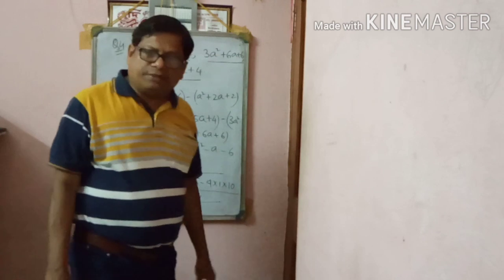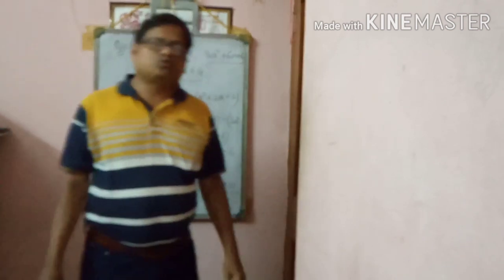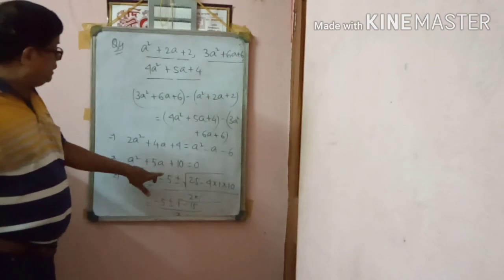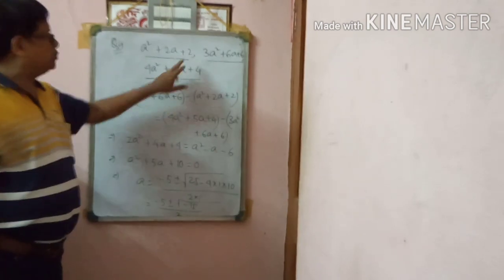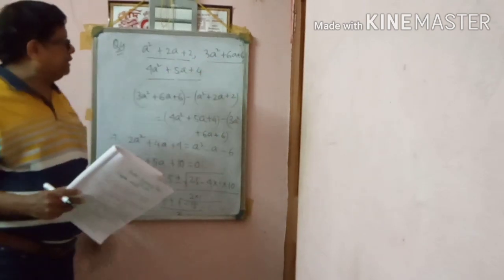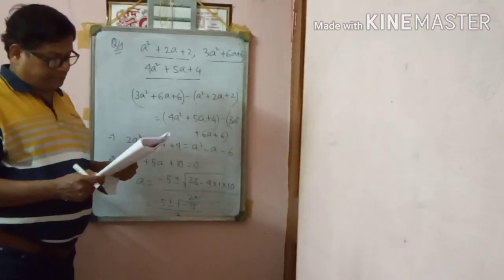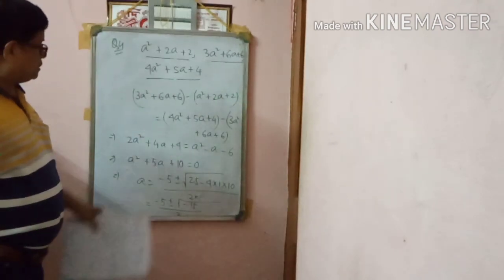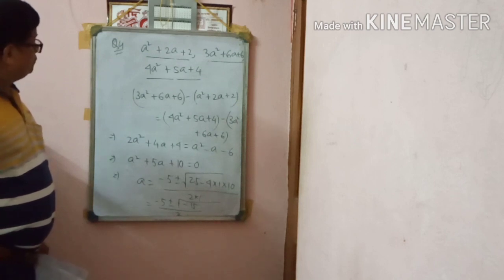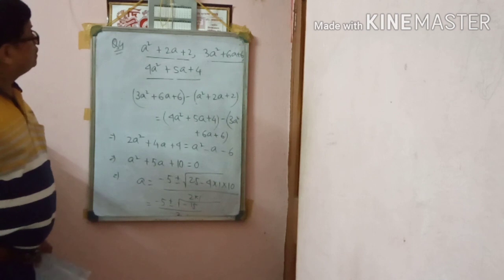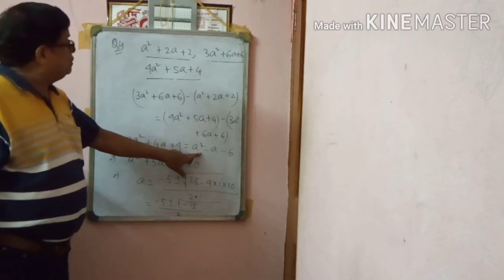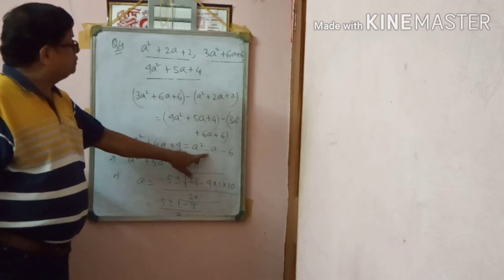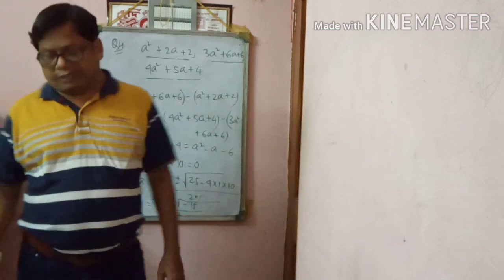If three terms are in AP, then we can write b minus a equal to c minus b. Here it is not solved, the discriminant will be negative, so there is no real value. Are there any mistakes here? 5a plus 4, yes. 3a square minus a square is 2a square, 6a minus 2a is 4a, plus 6 minus 2 is 4, 5a minus 6a is minus a. No problem, this is the process. Next.